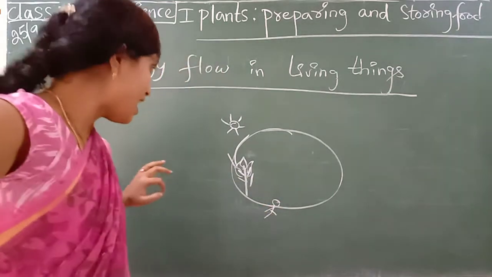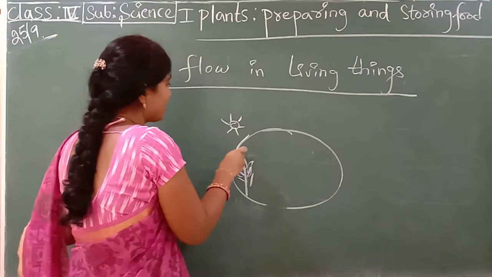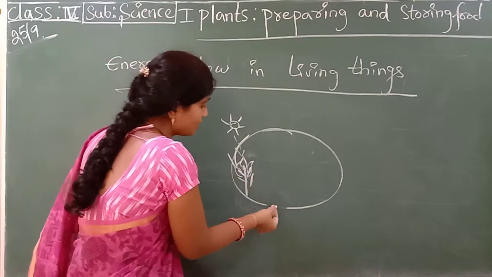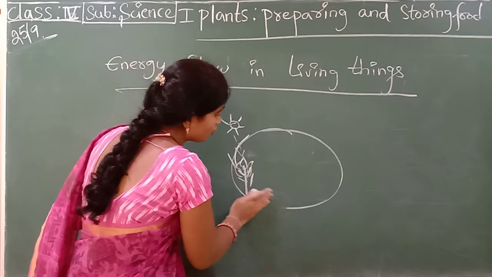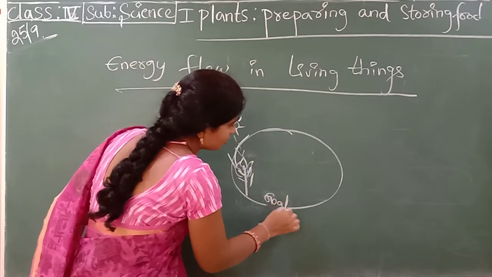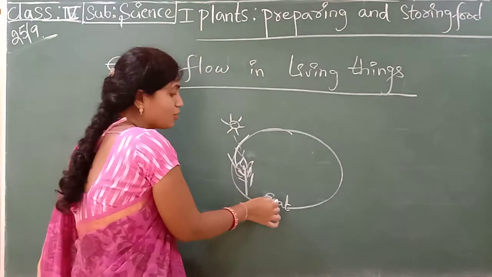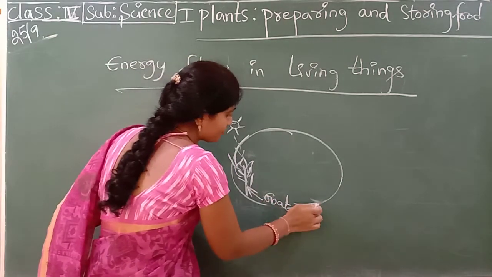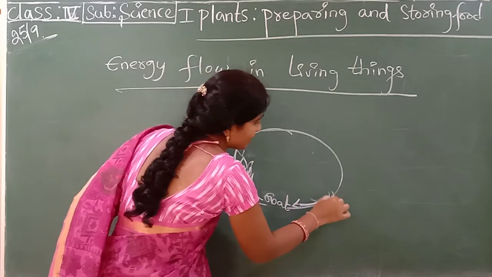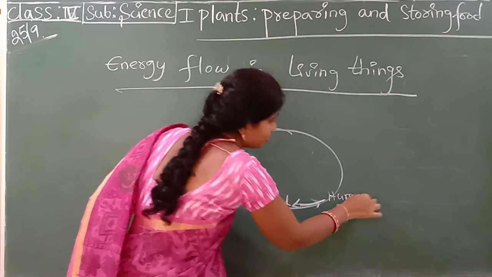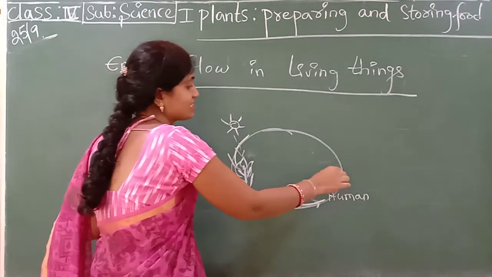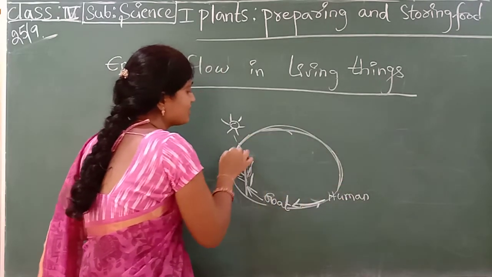Here we are taking animals. First, they can use sunlight and prepare the food. So these plants, goat, G-O-A-T, goat. The goat eats these leaves. Afterwards, human beings eat the goat. Okay, the same structure continues.